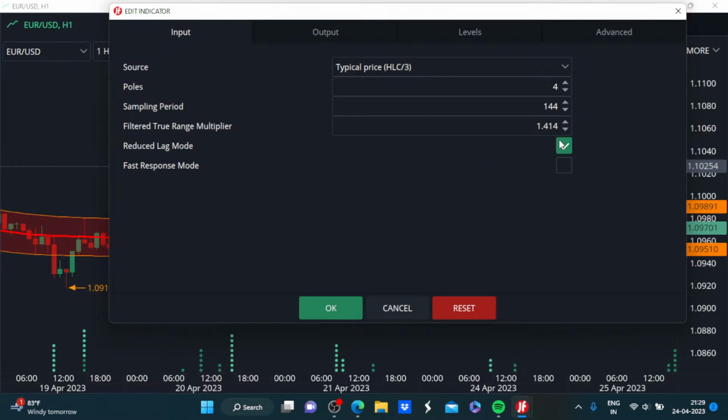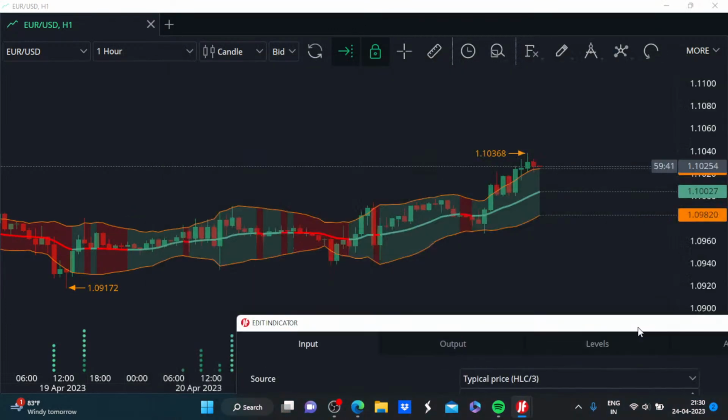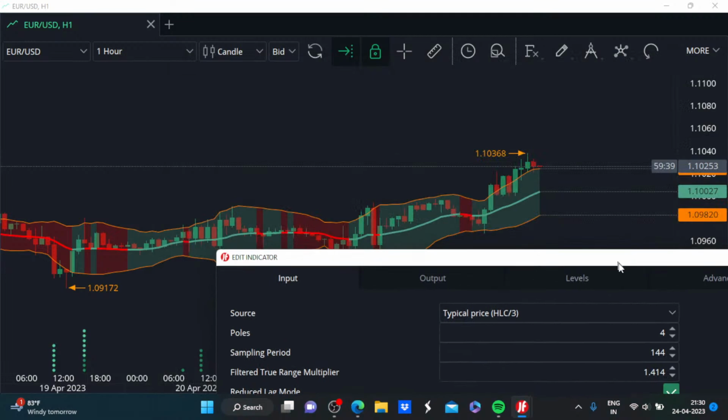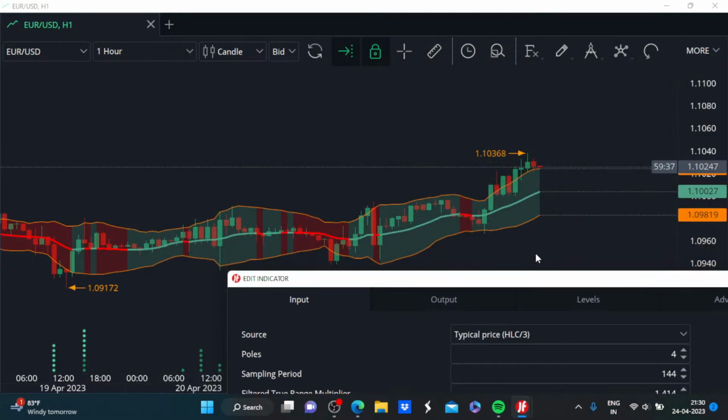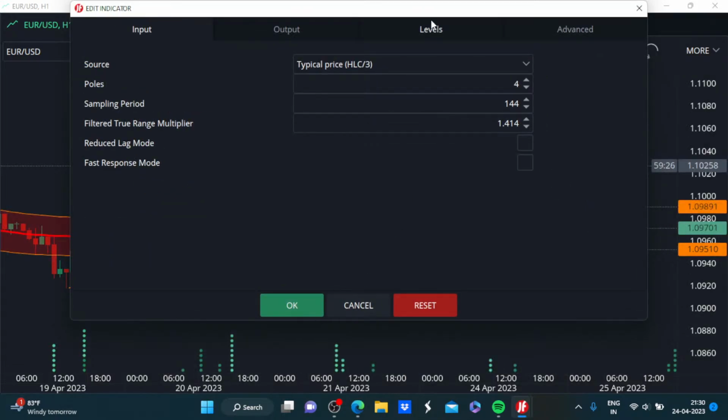If you go for reduced lag mode, it becomes more responsive. If you go for a fast response mode, again there will be changes in the plotting. Here you can notice now it is looking more like a Bollinger Band. So how we use these methods to plot this indicator is very important.